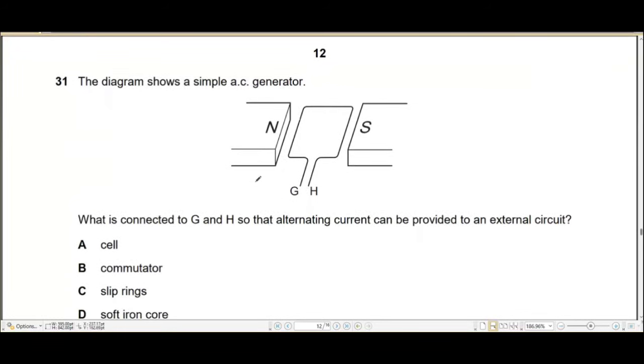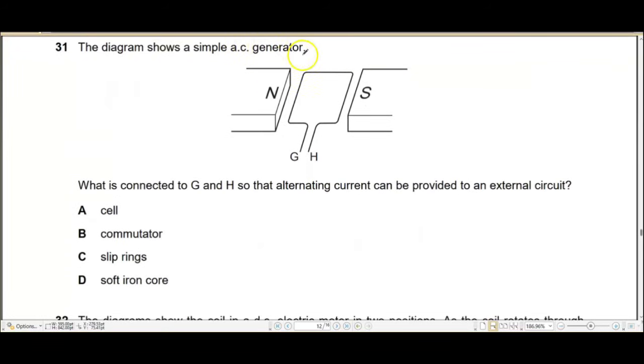Question number 31. A diagram shows a simple AC generator. What is connected to G and H so that alternating current can be provided to an external circuit? Whenever we talk about an AC generator, there are slip rings involved in alternating current being provided to the external circuit. So C is our correct answer.